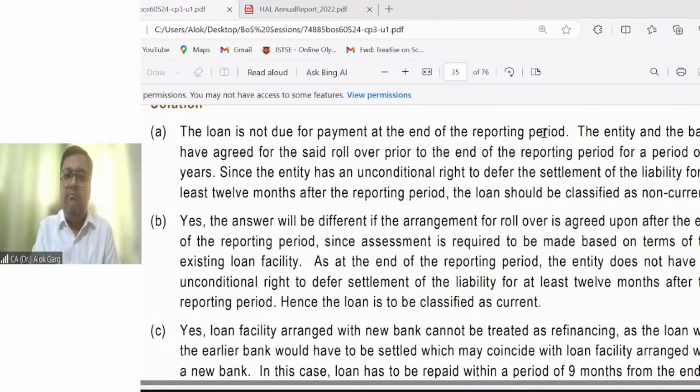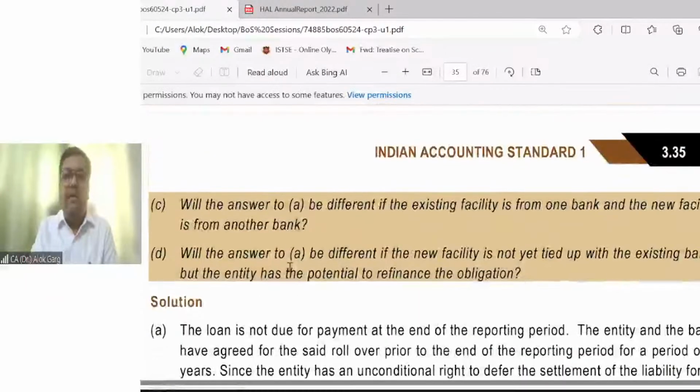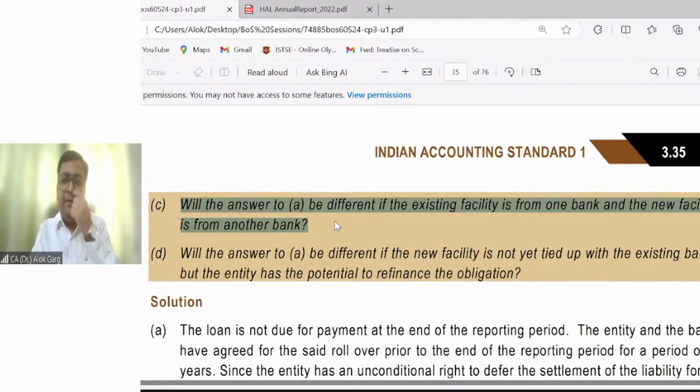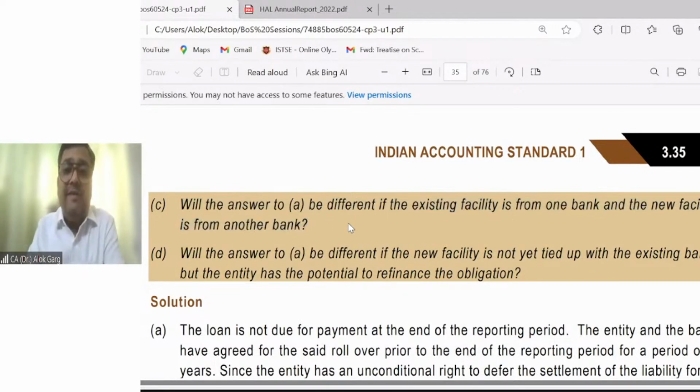Is that clear? I hope it's pretty simple. Will the answer to A be different if the existing facility is from one bank and the new facility is from the other bank?